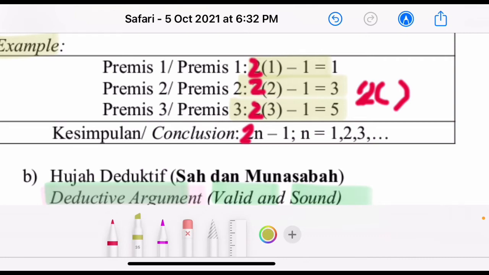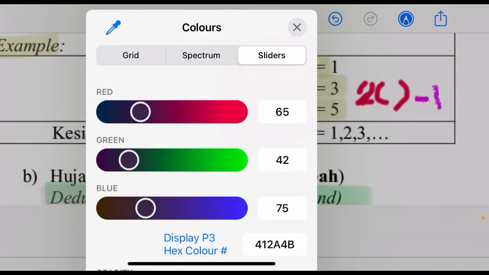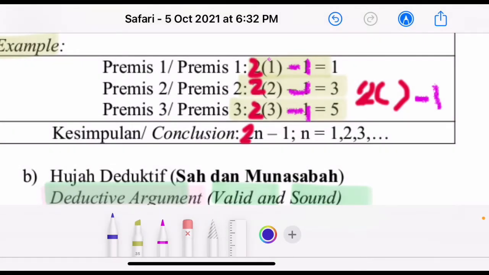This one is 1, 2, 3, right? We don't do the 1, 2, 3 first. We will just follow to identify the pattern which is not changed: 1, 1, 1, right there. And then what is changed, we will replace with n. So 2n minus 1. So that is how you write the conclusion, just like that. There's no equal sign.